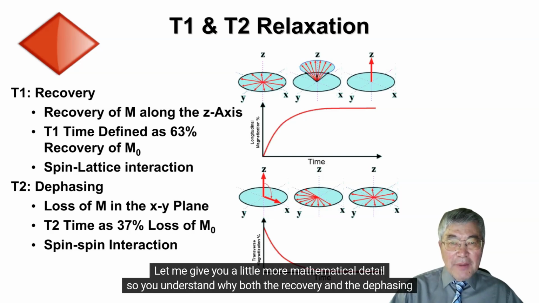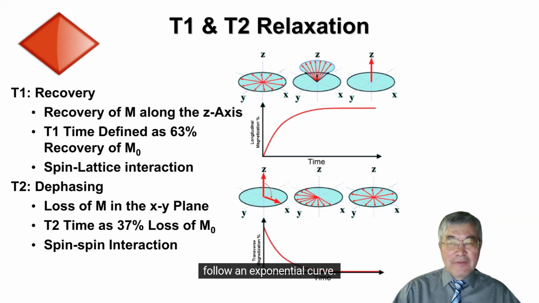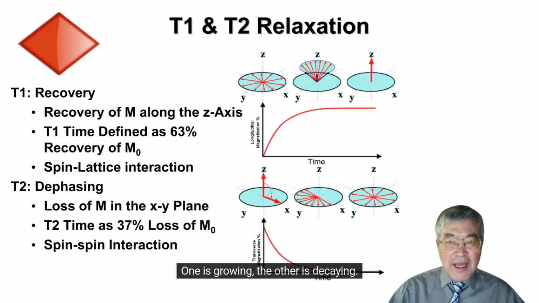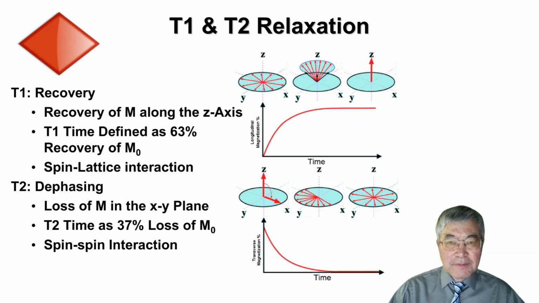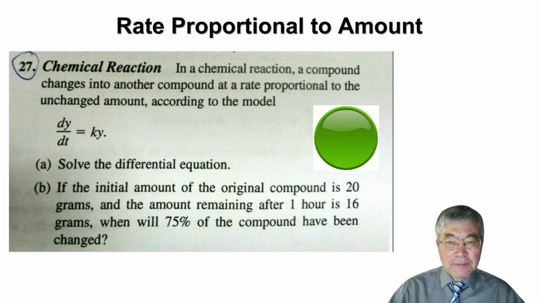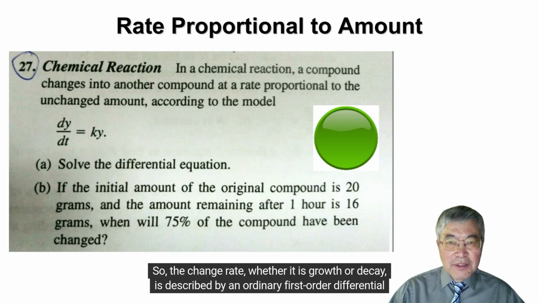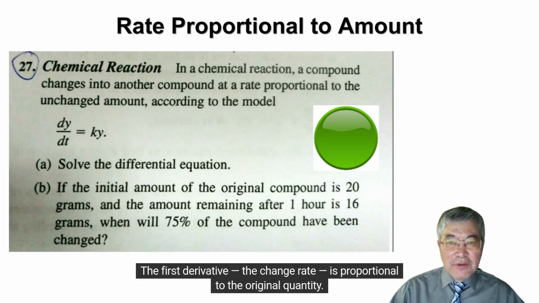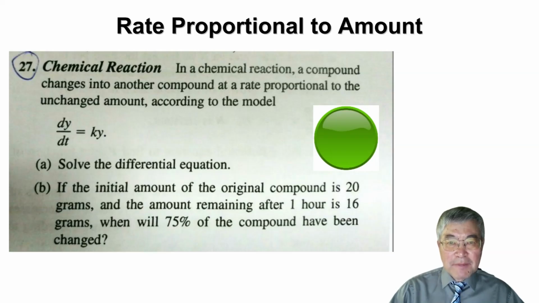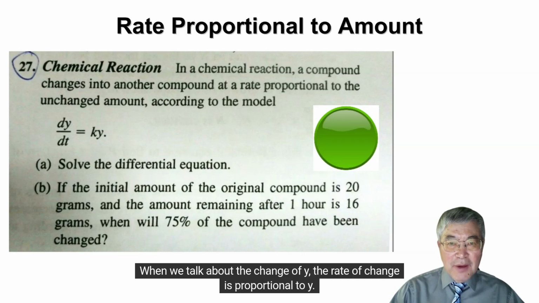Let me give you a little more mathematical detail so you understand why both the recovery and the dephasing follow an exponential curve. One is growing, the other is decaying. It's something like this. So the change rate, whether it is growth or decay, is described by an ordinary first-order differential equation. The first derivative, the change rate, is proportional to the original quantity. When we talk about the change of y, the rate of change is proportional to y.